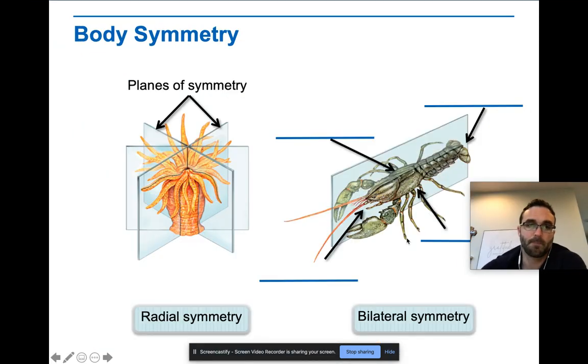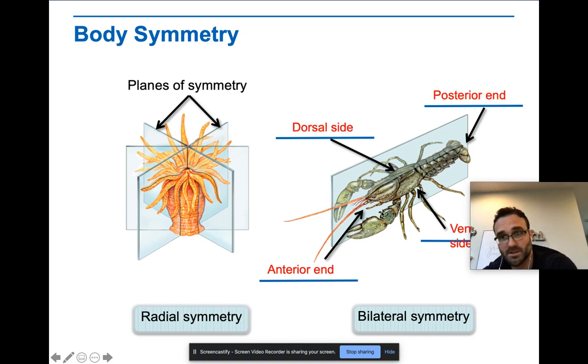Okay, so what is radial symmetry and what is bilateral symmetry? All right. Now, radial symmetry is you can subdivide the organism in any which direction. You're always going to have the same thing. But bilateral symmetry is that you can only divide the organism in half to where you could have a mirror image of itself.